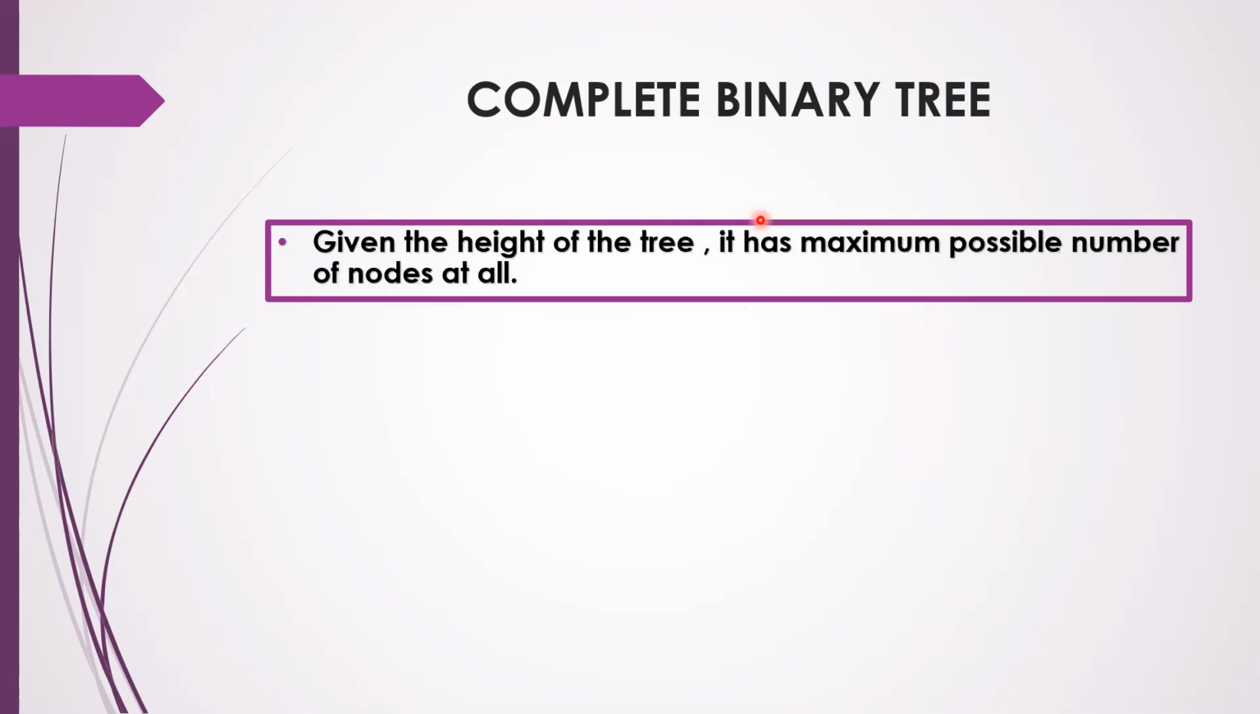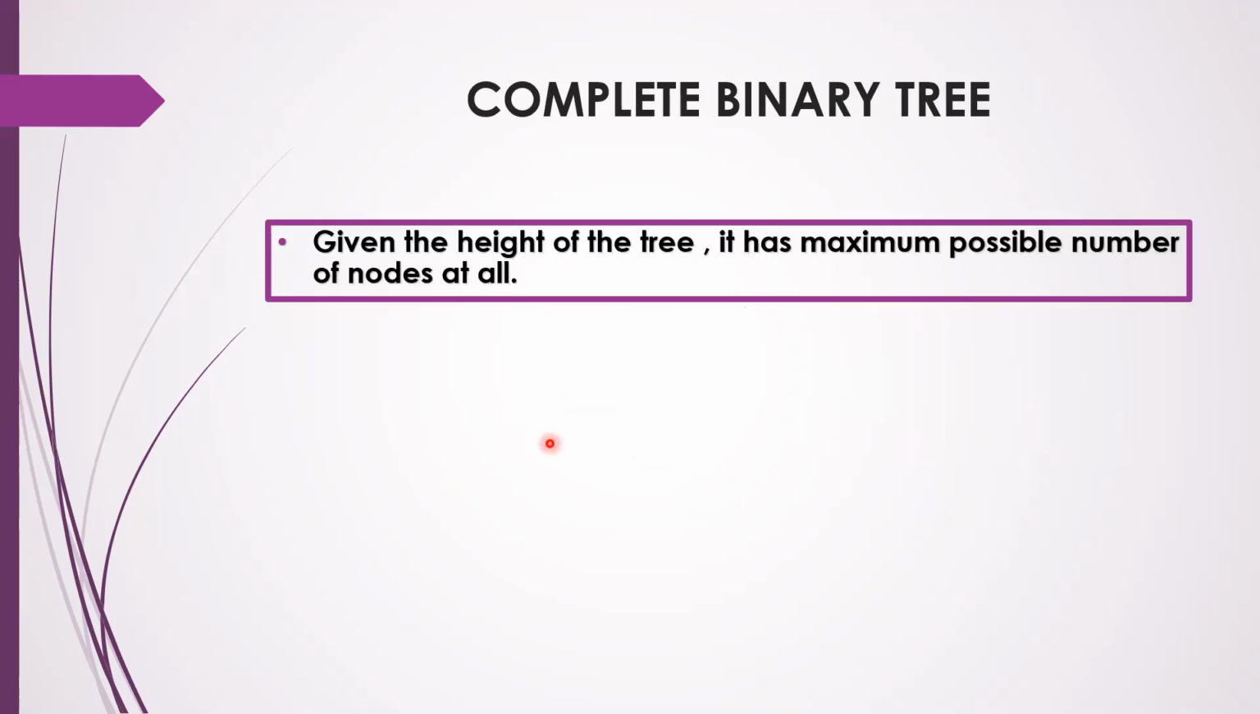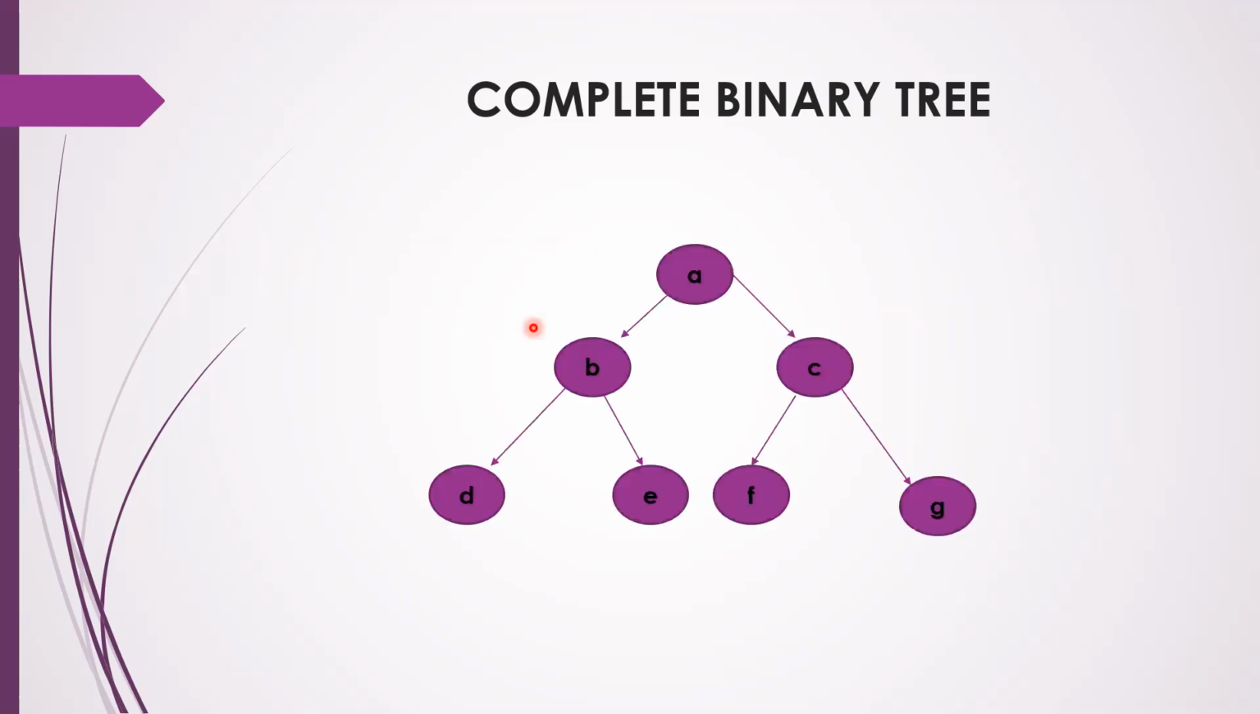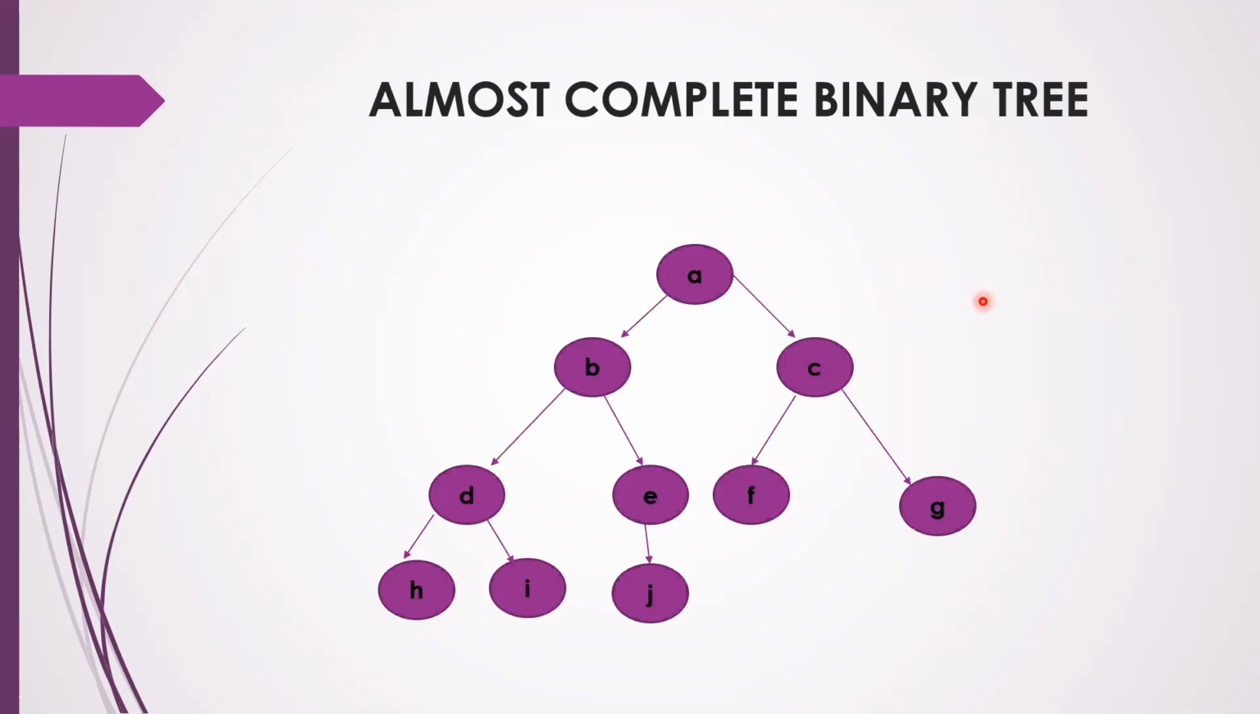In a complete binary tree, given the height of the tree, say a height of 2 branches, it has the maximum possible number of nodes at all levels. So if the height of the tree is 2, you will have nodes at all the levels. In an almost complete binary tree, in the last level, the nodes will be as far left as possible, and all other nodes will have the maximum nodes possible.